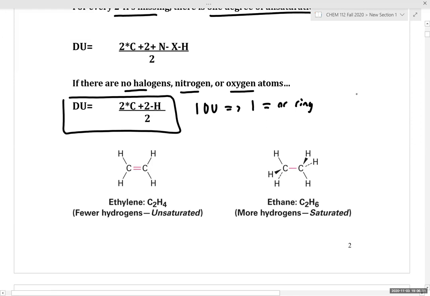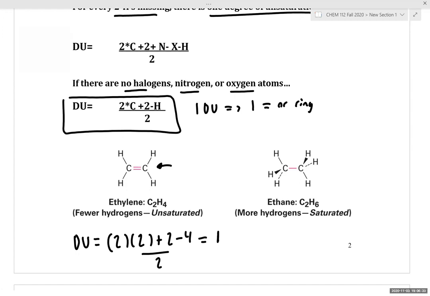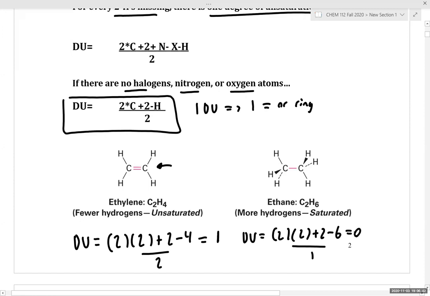So let's showcase how we'd calculate degree of unsaturation. For ethylene, which is C2H4, our DU would be 2 times 2 plus 2 minus 4, over 2. And that gives us a DU of 1. And as we see, how many double bonds do we have? Just the one. Just one, exactly right. Well, for ethane, for our DU, we have 2 times 2 plus 2 minus 6, over 2, which gives us a DU of 0. So as we notice, there are no double bonds in ethane. It's called saturated. This is the same terminology used in saturated versus unsaturated fats.